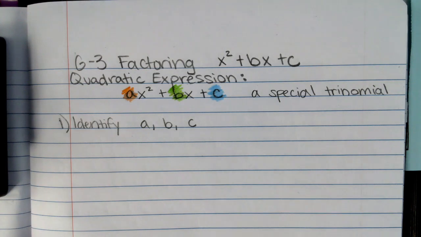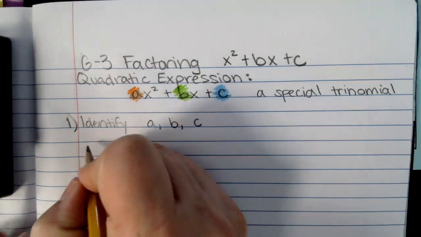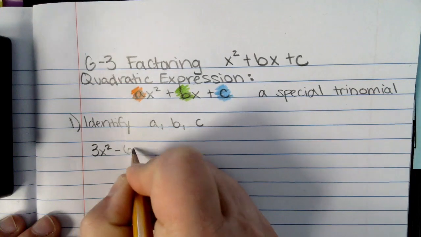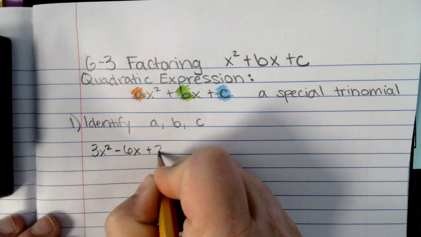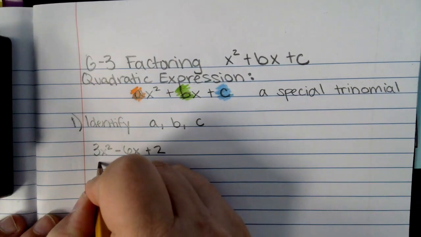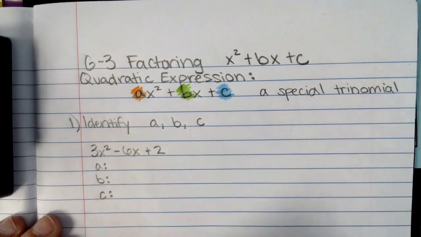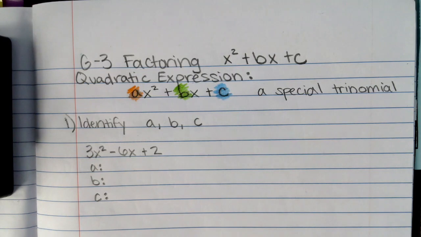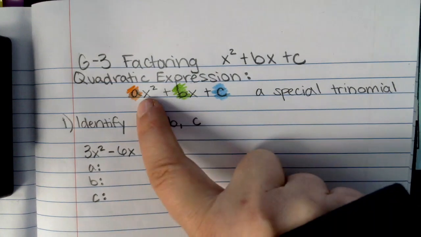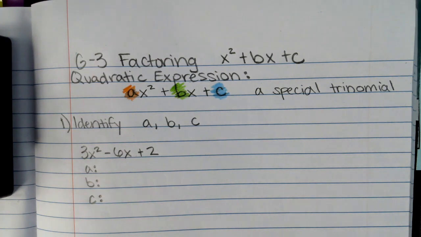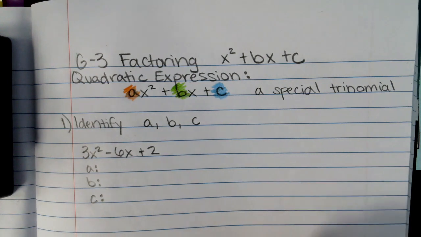Right, so for our first example, we're going to have 3x squared minus 6x plus 2. And I want to know what is my A, B, and C. So my A always goes with x squared, which if it's written in standard form, A should always come first. So which number goes with that x squared? What is that coefficient? 3. Good. So my A is 3.